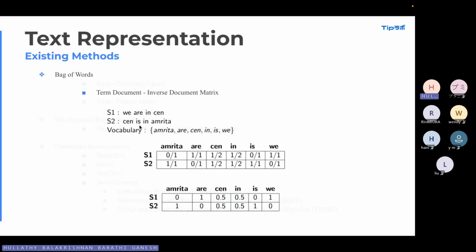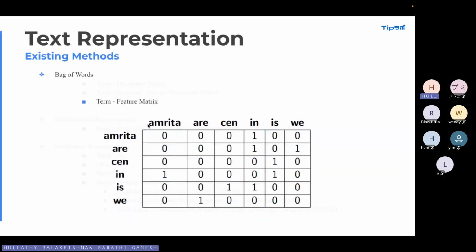So suppose you take a window of size 2, you can look within the two words to see whether it is co-occurring with, say, Amrita. And if you want to increase the context, you can increase the window size to 4. So within the 4 words, you check whether Amrita and Sense are co-occurring with each other or not. That can be calculated in this term feature matrix.